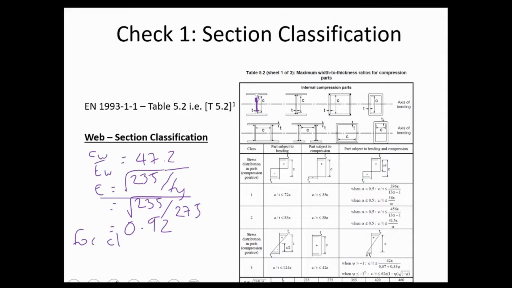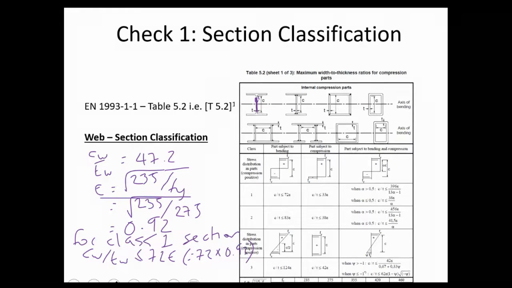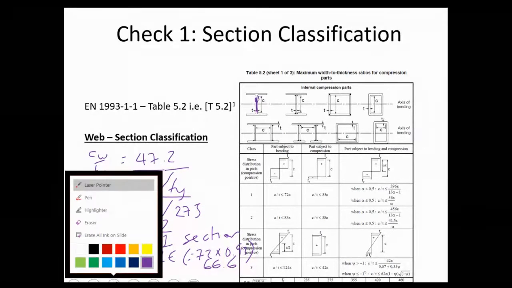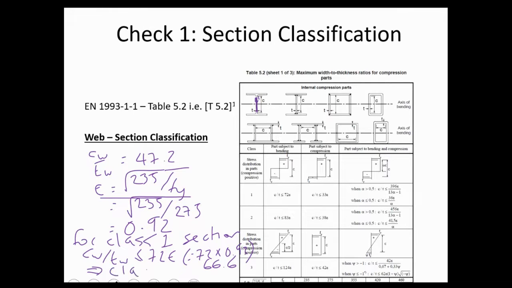So for a class one section, CW over TW has to be less than or equal to 72 epsilon, which is basically 72 times 0.92, and I think that's equal to 66.6. And in our case, for our section, CW over TW is 47.2, and 47.2 is less than 66.6. So that implies a class one section.